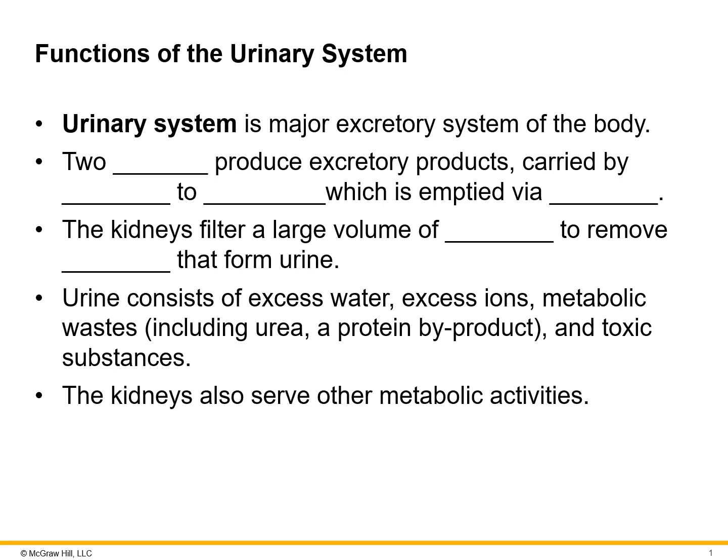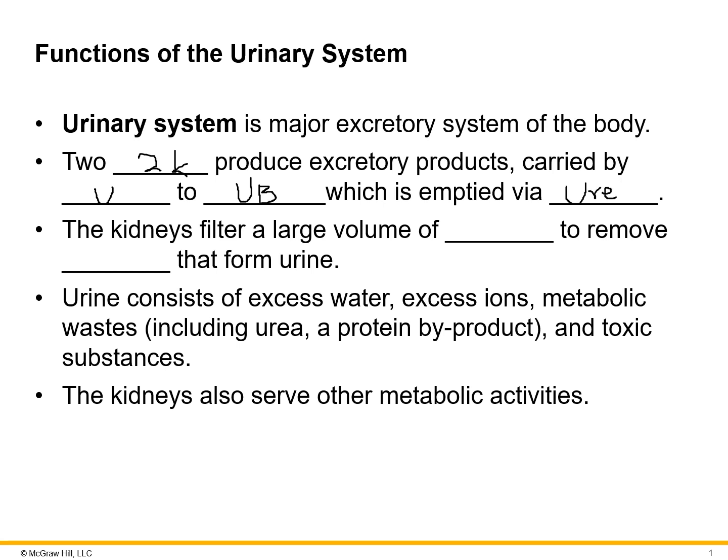It is the major excretory system in the body, and so we have 2 kidneys that produce excretory products, and they are carried by 2 ureters, which are tubes that essentially carry the urine from the kidneys where they're produced to the urinary bladder where it is stored. Now the bladder is emptied via an orifice called the urethra.